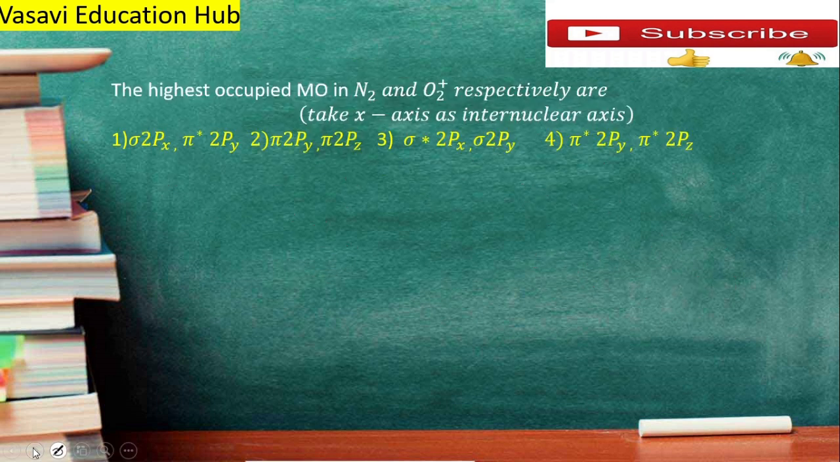Clear, student, right? Next we will move to another problem, student. Here you can see the highest occupied molecular orbital in N2 and O2 plus, student. So simply you can see, student, N2 is a 14 electron system, and O2 plus is a 15 electron system. Clear, right? As per this given option, we will focus.